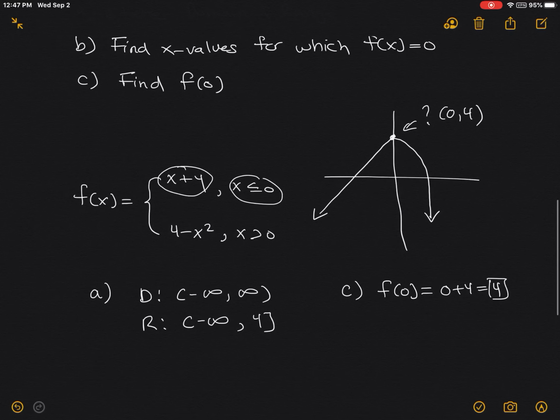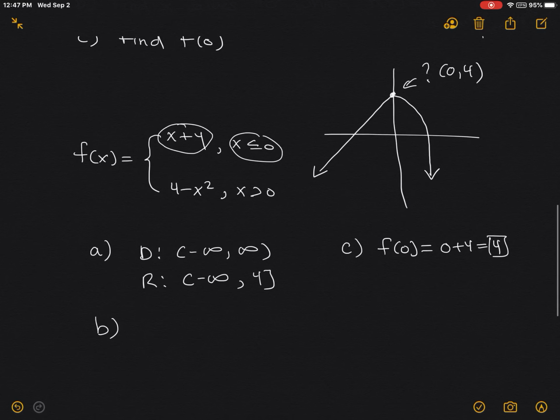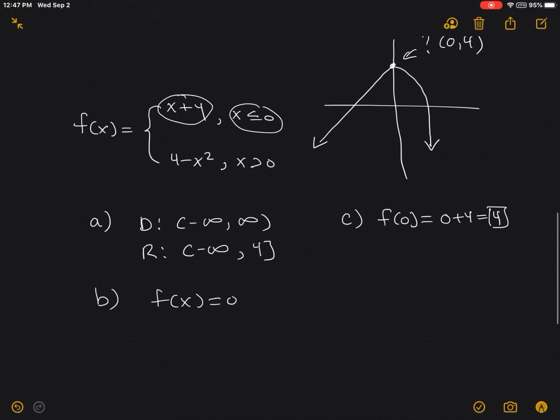All right, part B asks us to find x values for which f of x is equal to 0, right? If this is the y value, which is 0, it's basically asking you to find the x-intercepts. Okay, find the x-intercepts. Now, of course, if you graph this on Desmos, you can just scroll over and find it, but we're going to do this by hand. The way you find the x-intercepts is you set f of x equal to 0. So in our piecewise function, we're going to have two equations: 0 is equal to x plus 4, and 0 is equal to 4 minus x squared.